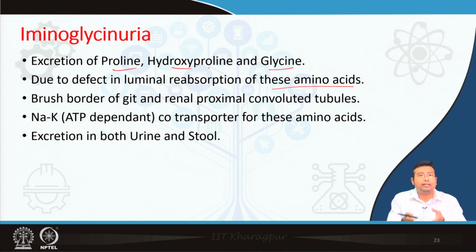This is a combined transporter which is sodium potassium dependent, that is also an ATP dependent active transporter, and it acts as a co-transporter. So, a combined co-transporter of sodium, potassium and these amino acids and glycine, which is defective in brush bordered cells of the gastrointestinal tract as well as the renal proximal convoluted tubule. So, when it was supposed to be absorbed from the gut, it is not absorbed. When it was supposed to be reabsorbed from the urinary tubule, it is not reabsorbed, resulting in excretion of these amino acids and glycine in urine and stool.